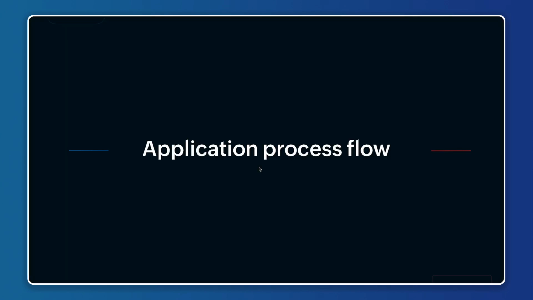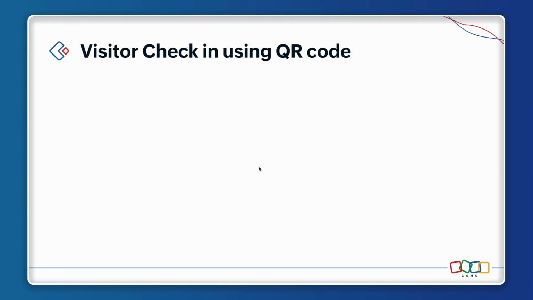So now let's have a look at the application process flow. We're going to discuss 3 different flows. The first flow is visitor check-in using the QR code. Assume that we have an organization that is going to conduct interviews for candidates, right? So the organization employee or the HR would be the host here, and the candidates would be the visitors. So here the host would initially send an invite to the visitors.